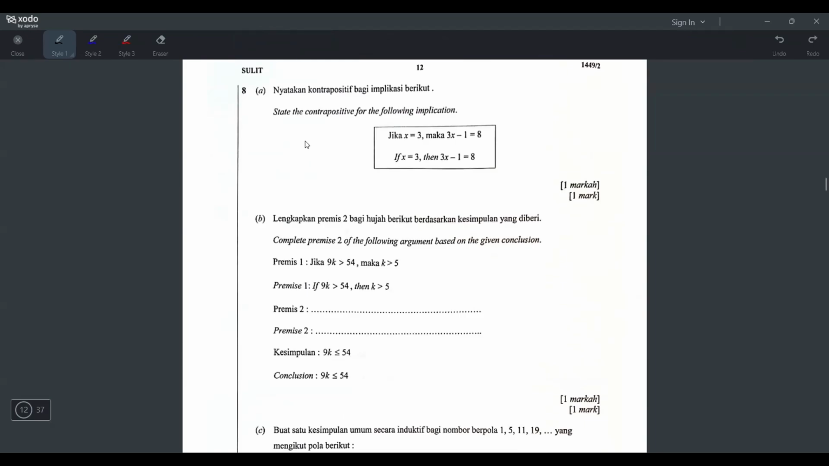Question number 8 now. This one I think is a logical reasoning question. It's a Form 4 chapter. So let's read the question. State the contrapositive for the following implication.